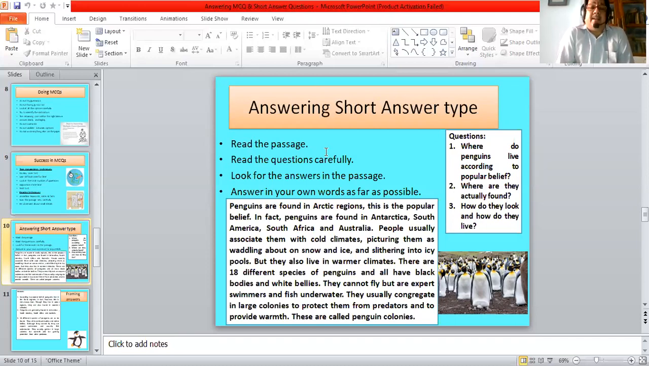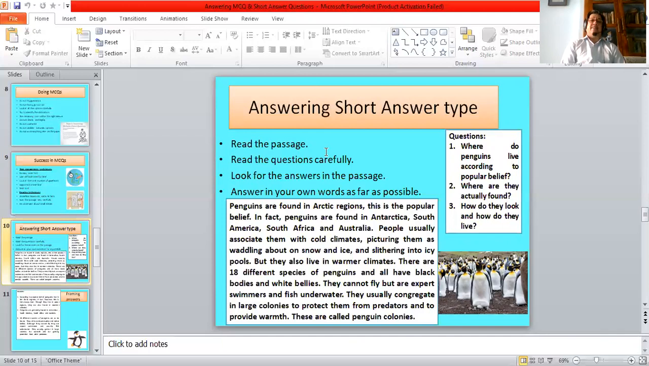Penguins are found in Arctic oceans. That is the popular belief. In fact, penguins are found in Antarctica, South America, South Africa, and Australia. People usually associate them with cold climates, picturing them as walking about on snow and ice, and slithering into icy pools. But they also live in warmer climates.